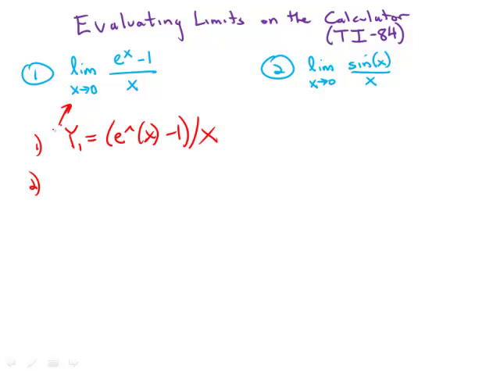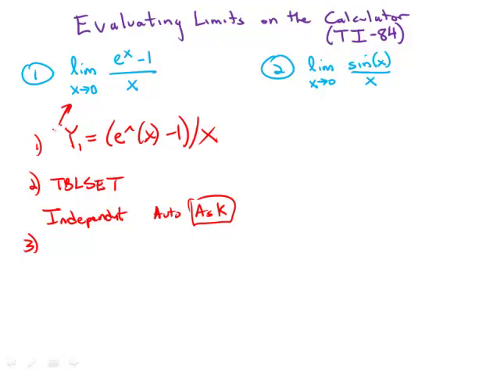Step 2, we're going to go to table set. And you get to table set by hitting second window on the calculator. And it doesn't matter what the start is, but here's the important thing. For the independent variable, you're going to have these two choices, auto and ask. And it may well be that auto is selected because that's the default, but what you want to do is go down and select ask. You want to be able to actually enter independent values in the table.